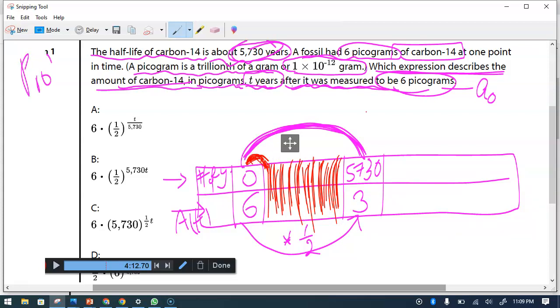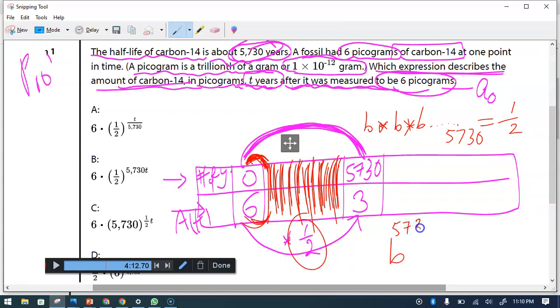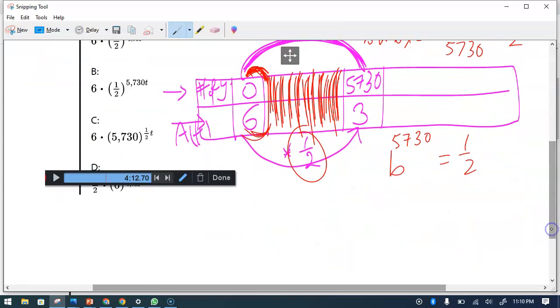So we have to multiply by B, like there is a factor. We want to know what is that factor for 1 year. So how many times? 5,730 times, in order to get this half. So that means B raised to 5,730 is half.